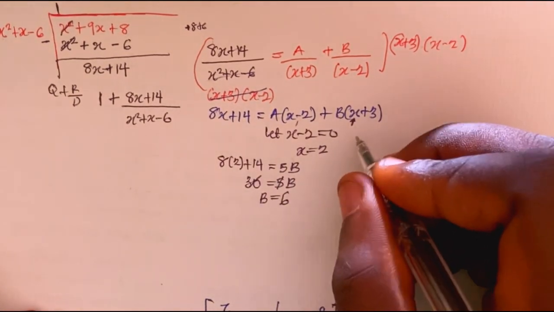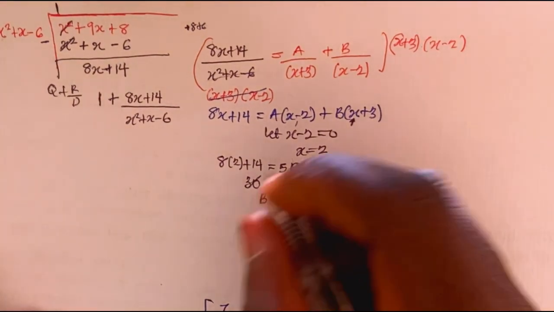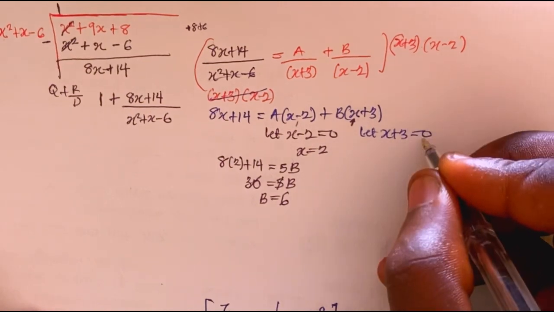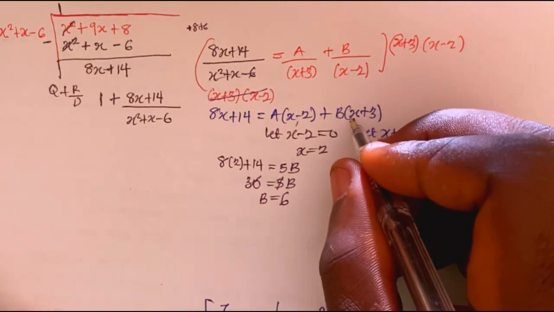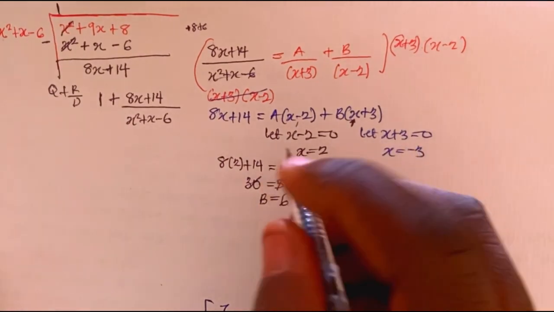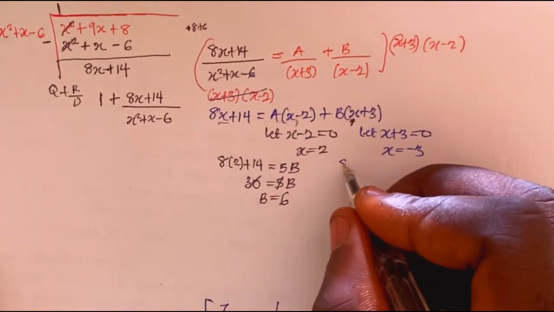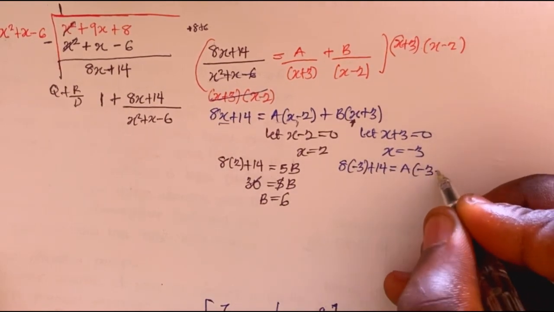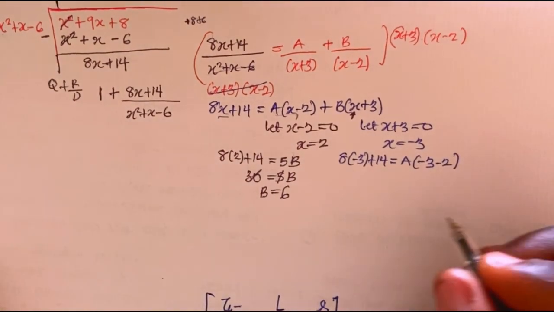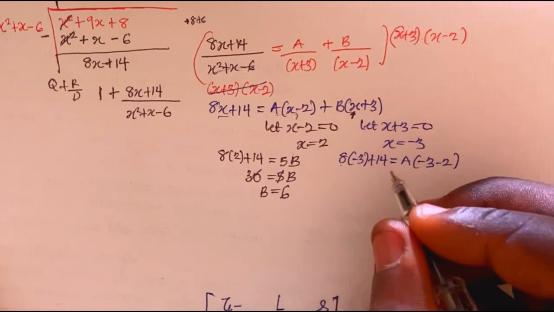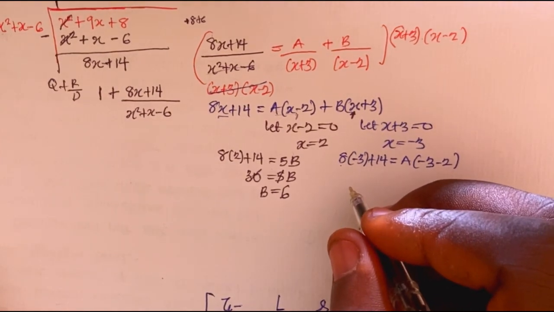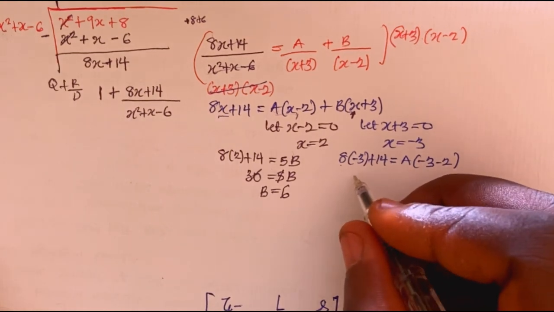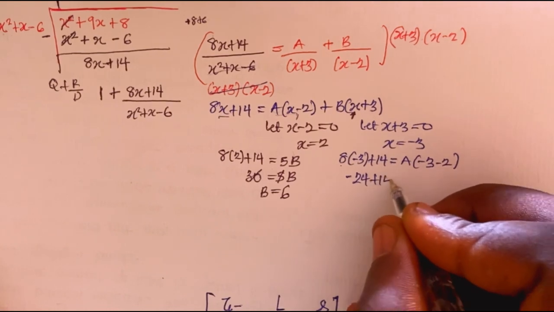So after that, I'll go ahead and use another assumed method on the next factor. I can just say let x plus 3 equal 0. If x plus 3 is equal to 0, I'll plug in here. That means everything here is actually 0. Then my x equals what? Minus 3. I'll plug in on both sides, and also my A, which is what? 8 into bracket minus 3 plus 14, which is equal to A into bracket minus 3 minus 2, right? So in this case, I'm going to have minus 3 multiplied by 8 plus 14. That means minus 3 multiplied by 8, that's minus 24, then plus 14.